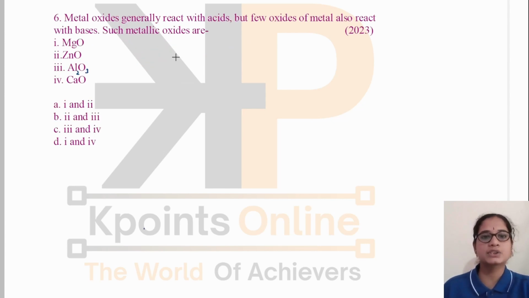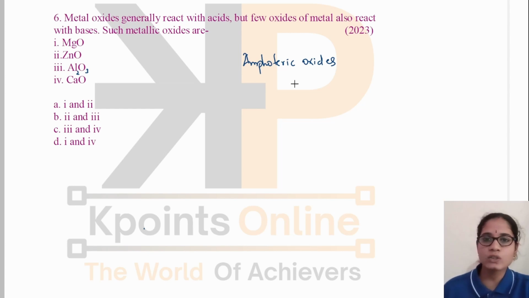Next, metal oxides generally react with acids, but few oxides of metals also react with bases. Such metallic oxides are... We know that metal oxides are generally basic in nature, but the oxides which react with both acids and bases, meaning they behave both as acid and base to form salt and water, are called amphoteric oxides. Yes, and the two metallic oxides which act as both acids and bases are zinc oxide and aluminium oxide. These are amphoteric oxides.